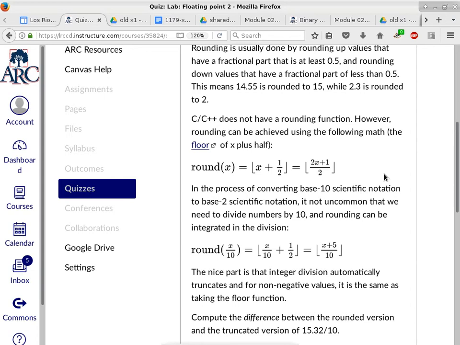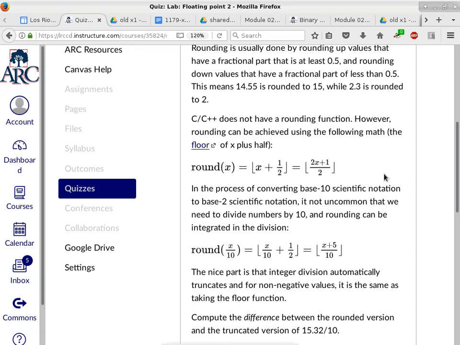So this is one way to look at round. When you round a number value x, it is the same thing as adding 1/2 to x and then taking the floor. This works for any x. And you can rewrite it as 2x plus 1, the whole thing divided by 2. Okay, no big deal.